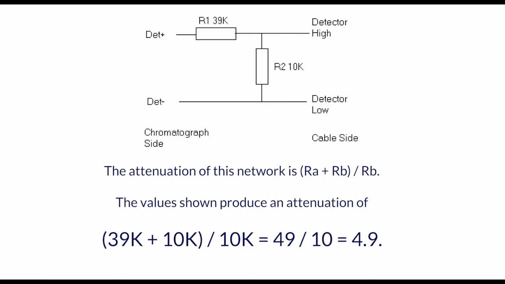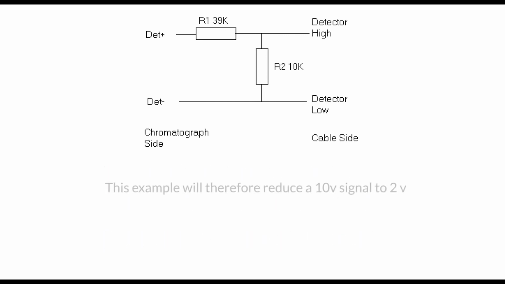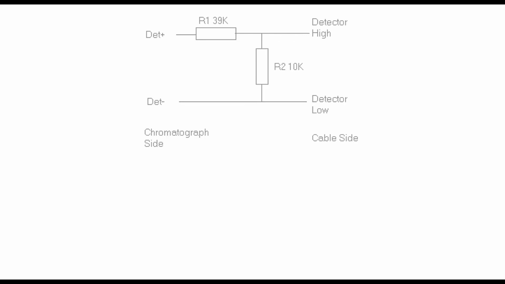The values shown produce an attenuation of 39K plus 10K divided by 10K, which equals 49 divided by 10, which is equal to 4.9. This network will reduce a 10-volt signal to a 2-volt signal. The exact value of the resistors is unimportant, and resistors in the range 10K to 100K may be employed. Attenuators reduce peak height, so the instrument must be recalibrated every time the attenuator is changed. Once this is done, however, the attenuator has no effect on the calculated amounts.